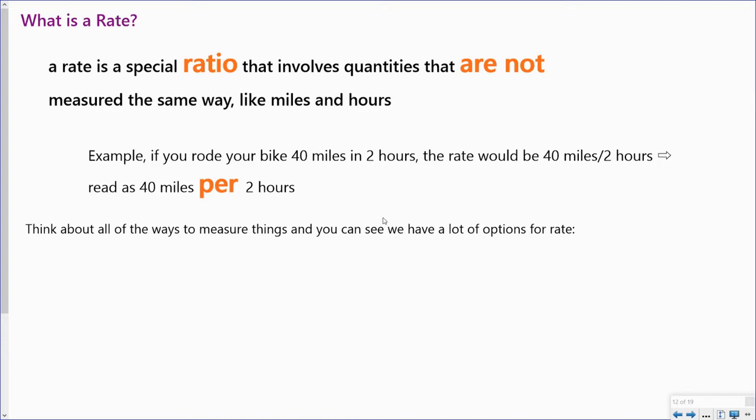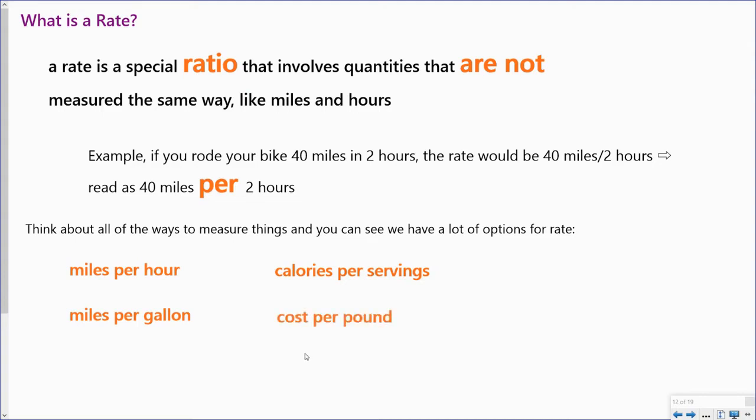If we think about all the ways to measure things in real life, you can see that we have a lot of different options. One of them is miles per hour, so how fast you are going, your speed. We have miles per gallon, which is how far can you go on a gallon of gas? We have calories per serving. If you're looking at eating a certain amount of calories, you want to know how many servings you can have. And then cost per pound. When you're buying things, which is the cheapest, or how much is it going to cost you to buy so many pounds of something.